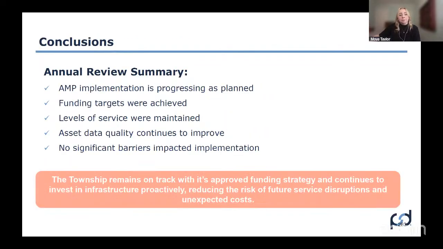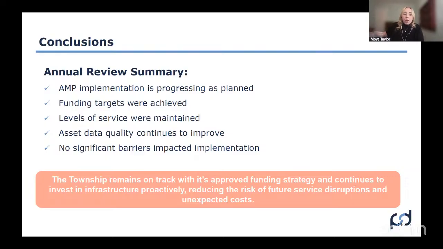Next slide, please. So in conclusion, the township continues to successfully implement the AMP that was approved in 2025. The annual review demonstrated that the funding objectives are being achieved, the levels of service are being maintained, and asset data quality continues to improve.